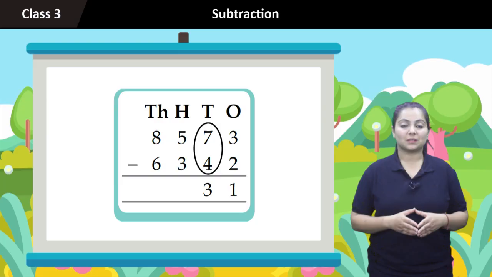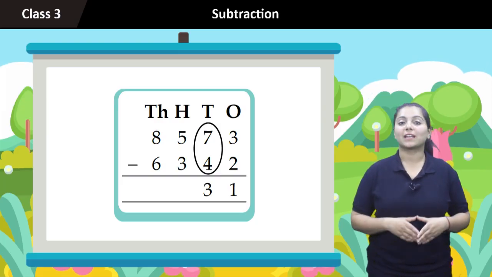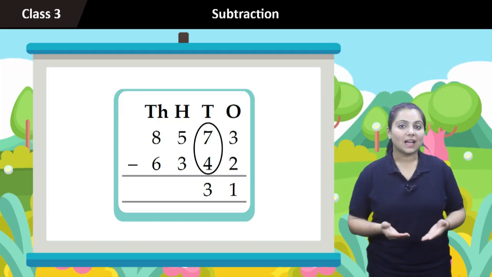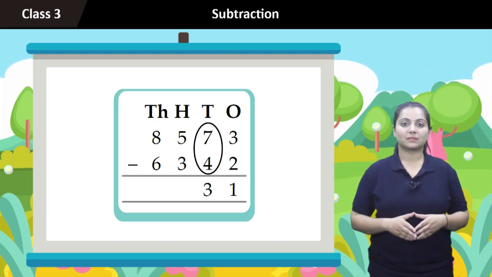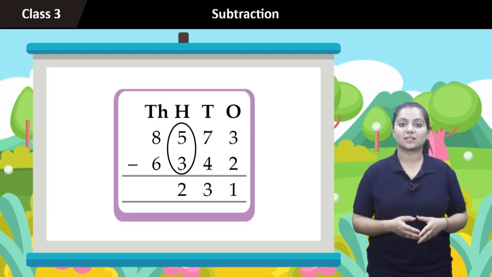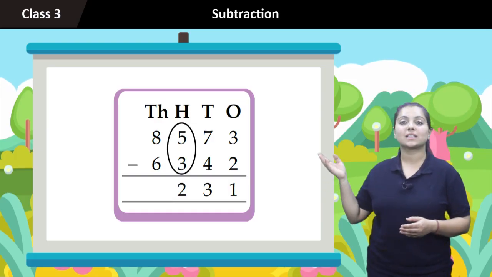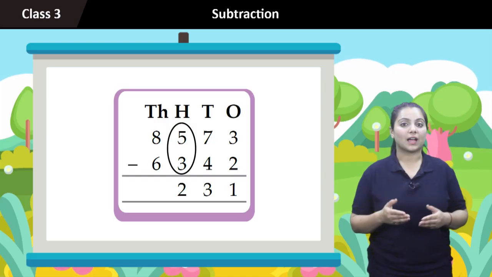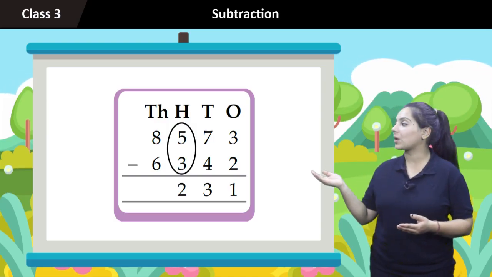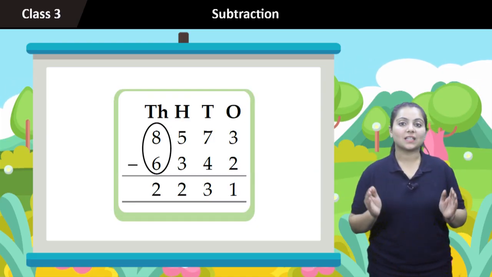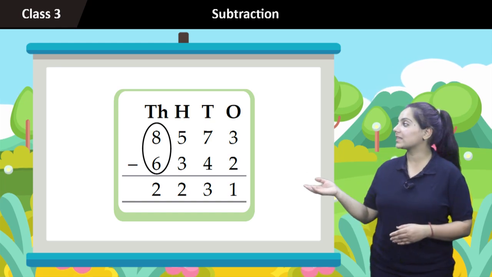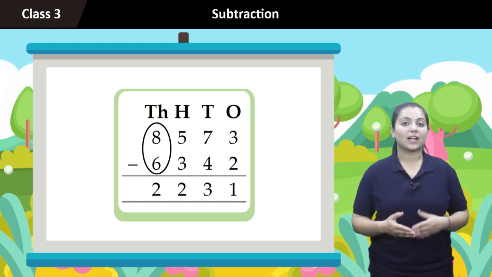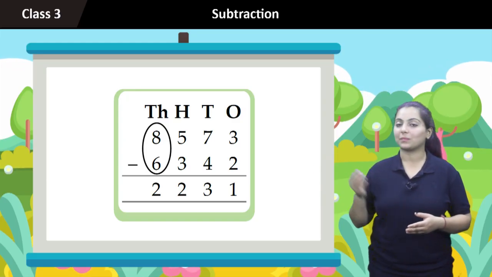Subtract the tens. 7 tens minus 4 tens is equal to 3 tens. Write 3 under the tens column. Subtract the hundreds. 5 hundreds minus 3 hundreds is equal to 2 hundreds. Write 2 under the hundreds column. Subtract the thousands. 8 thousands minus 6 thousands is equal to 2 thousands. Write 2 under the thousands column.